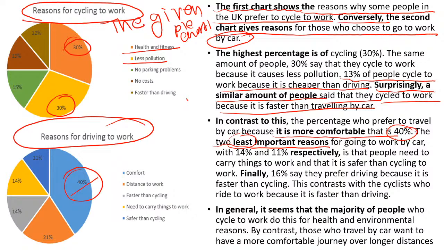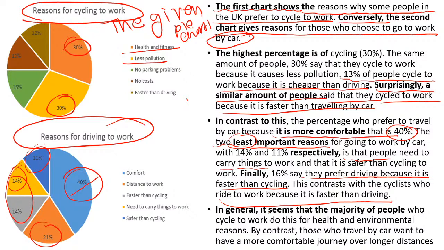And if it is the two least important, what are the two least? So this is right. You can talk about the other two over here, 14% and 11% respectively. And finally, 16% say they prefer driving because it is faster than cycling. So 16% prefer it because it is faster. This is in contrast with the cyclists who ride to work because it is faster than driving. So you need to make a comparison of all.